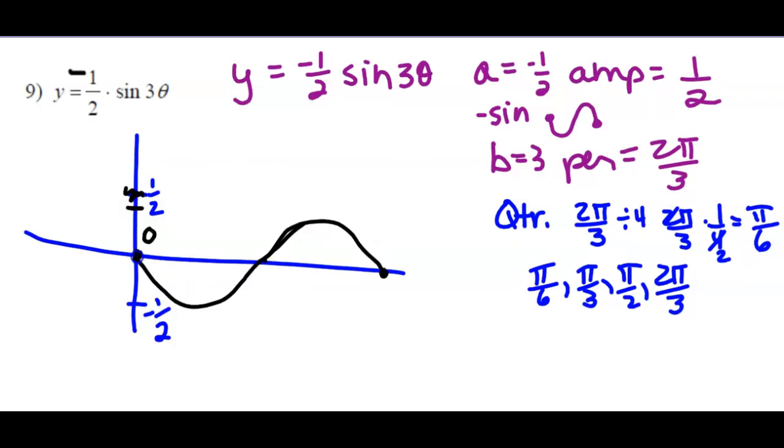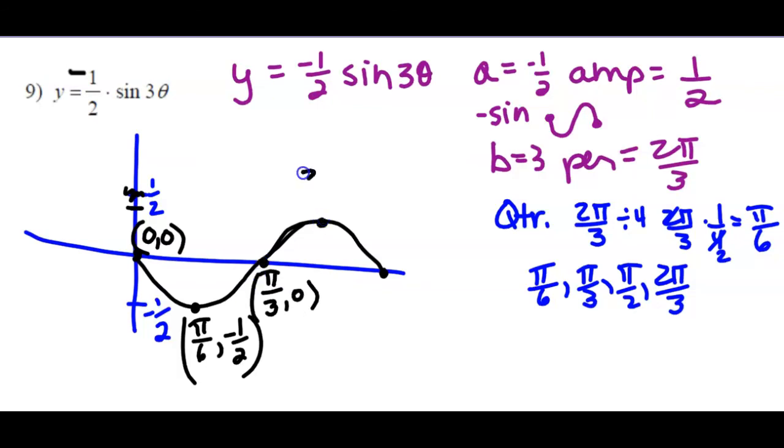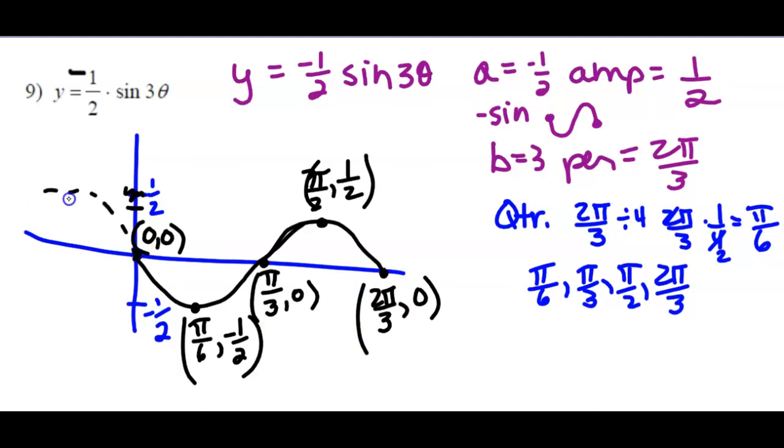Okay, so we had 0, 0. When 1 quarter point was pi over 6, and that one's down to -1/2. Then the next quarter point is 2 pi over 6, which reduces to pi over 3. That one's back at 0. 3/6 would reduce to pi over 2. And that one is at the height of 1/2. And then we're at 4/6 or 2/3, which was the period. Finished one cycle. So we could keep going in both directions or keep going this way.